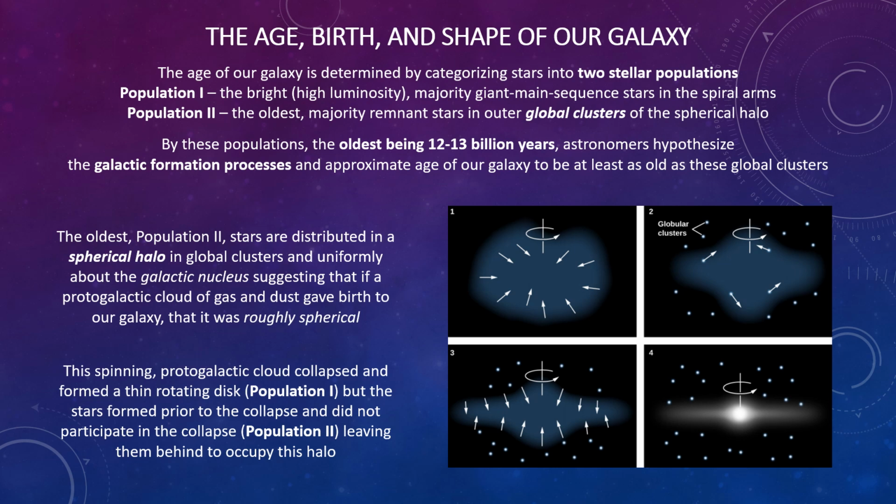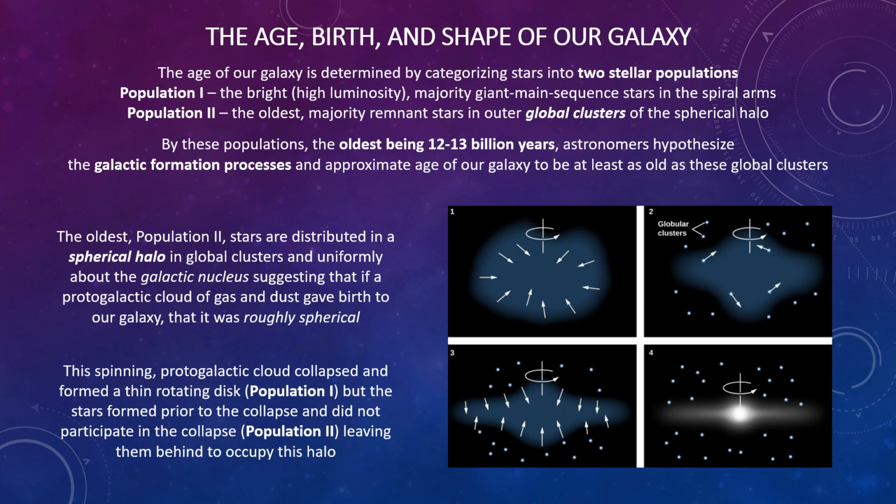So, from these populations, the oldest of which are 12 to 13 billion years old, astronomers hypothesize that the galactic formation process and the approximate age of our galaxy has to be at least as old as these globular clusters. The oldest stars, those population 2 stars, are distributed in a spherical halo in globular clusters, uniformly about the galactic nuclei, which suggests that if a protogalactic cloud of gas and dust gave birth to our galaxy, it would be roughly spherical.